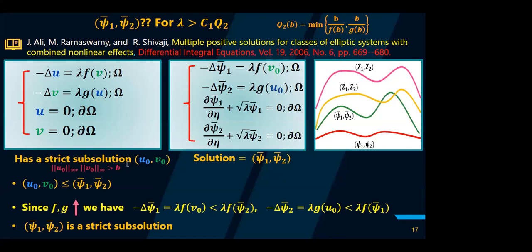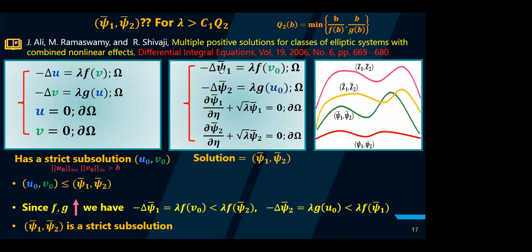Finally, we need a strict subsolution. By the way, I'm constructing my strict subsolution for lambda bigger than C1 times Q2. To construct that, I'm going to look at this particular boundary value problem. These are the same equations, but we have Dirichlet boundary conditions here. This problem was studied by Ali, Ramaswamy, and Shivaji, and they proved that this problem has a strict subsolution U0, V0, such that the sup norm of each individual component is bigger than B.